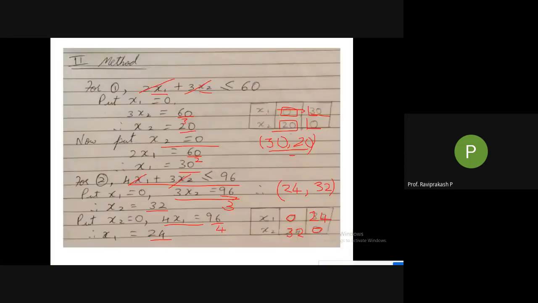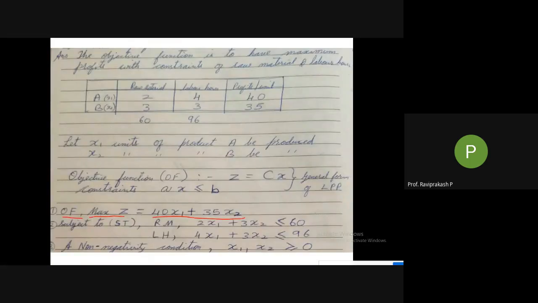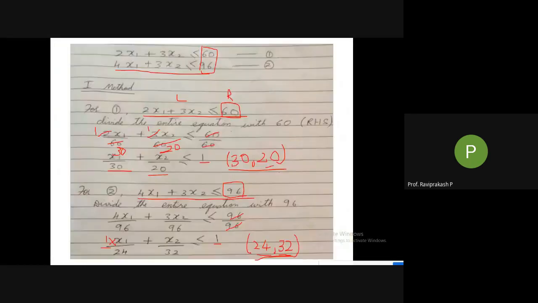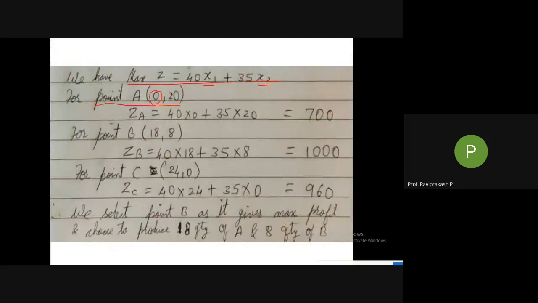Just check, I'll go back again. Let x1 be units of product A and x2 be units of product B. So we substitute x in place of x1 and y in place of x2. So 40 into 0 plus 35 into 20. Using your calculator, I'm getting 700. So at point A, the profit is 700.